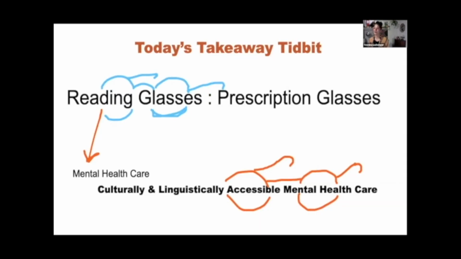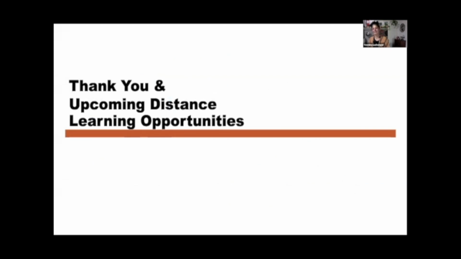Reading glasses are to prescription glasses as mental health care is to culturally and linguistically accessible mental health care. They are both glasses, and they will both help you see better. But one of them is made just for you. They're fitted to your face. They might be bifocals or trifocals, and they will help you see everything more clearly. So not all mental health care is the same, and it's best to have the kind that's made just right, Goldilocks.